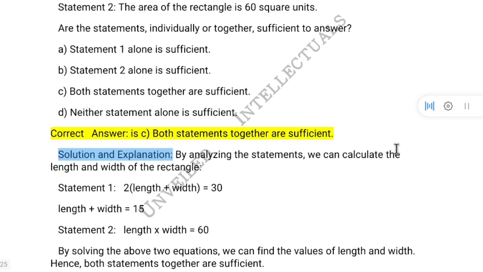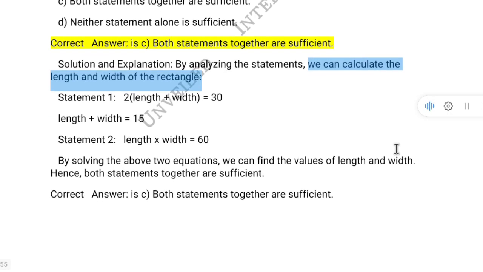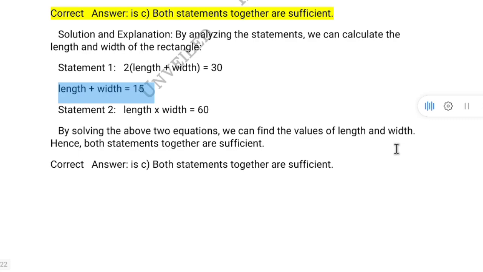Solution and explanation. By analyzing the statements, we can calculate the length and width of the rectangle. Statement 1. 2 times (length plus width) equals 30, so length plus width equals 15. Statement 2. Length times width equals 60. By solving the above two equations, we can find the values of length and width. Hence, both statements together are sufficient. Correct answer is C. Both statements together are sufficient.